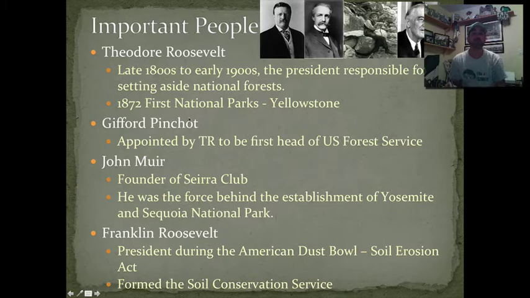Some important people throughout our history have been responsible for protecting the environment. Two key players in that were Theodore Roosevelt, who set aside the first national parks, Yellowstone being the first one, and my favorite guy, John Muir, who founded the Sierra Club and was really instrumental in creating national parks. This is Teddy Roosevelt, and this is John Muir right here, working together to help save land so people can enjoy nature.